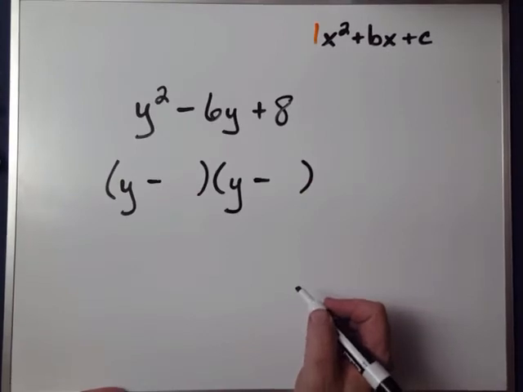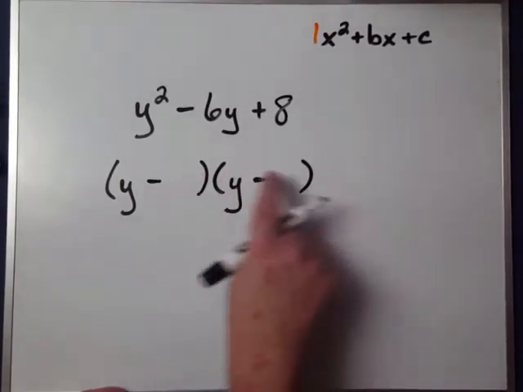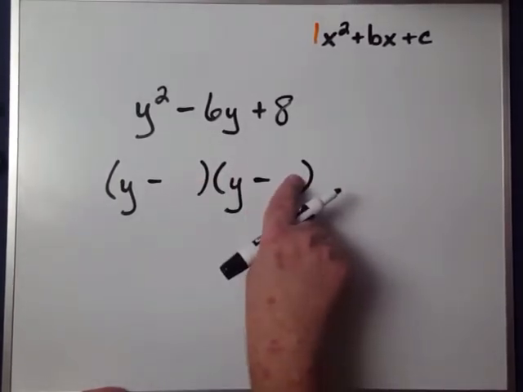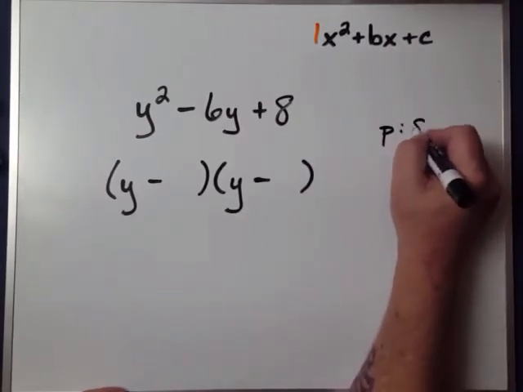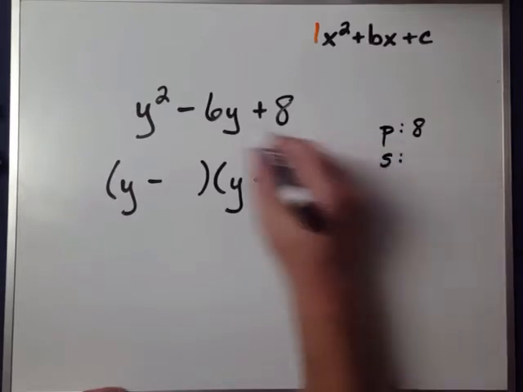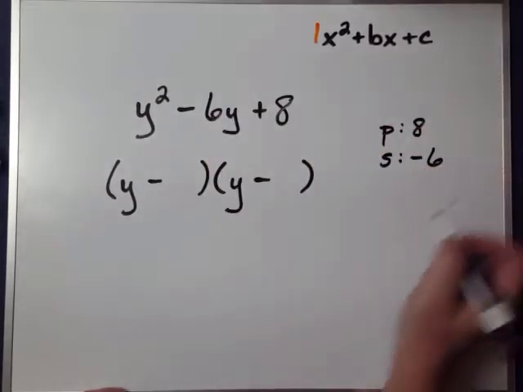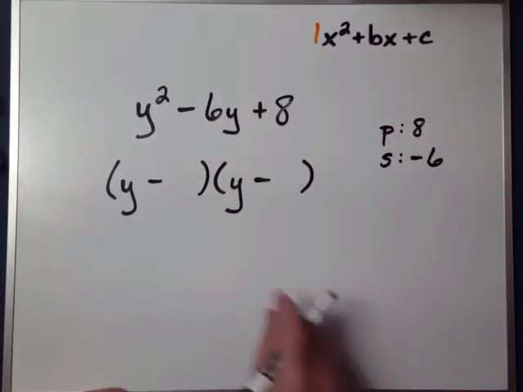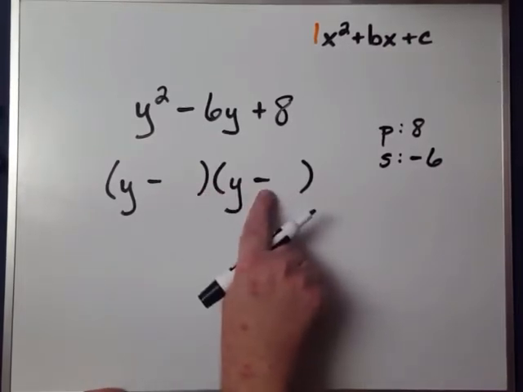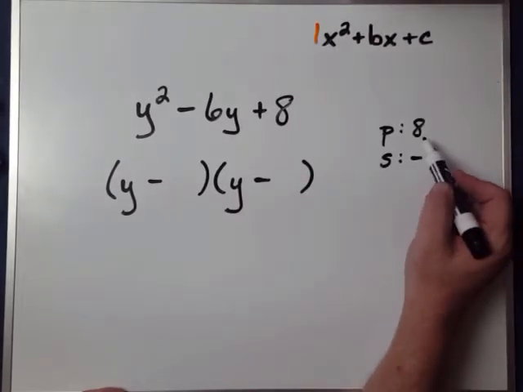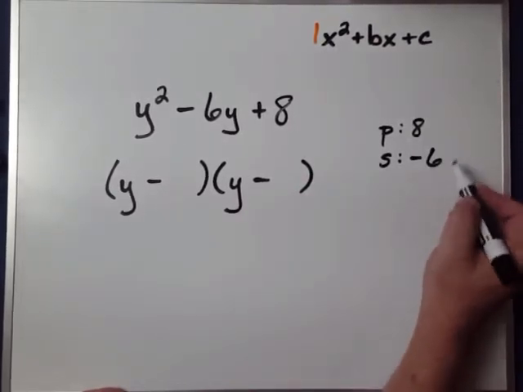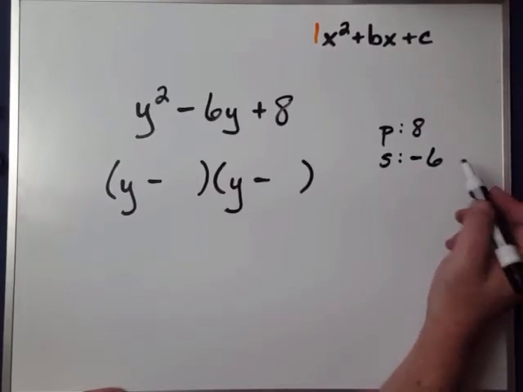So far, so good. Now, I'm looking for two numbers to fill in these blanks. I'm looking for two numbers whose product is 8 and whose sum is negative 6. Well, I've already determined that the two numbers are both going to be negative. So really all I need to ponder on is two numbers that multiply to give me 8 and add up to 6. What multiplies to 8 and adds up to 6?